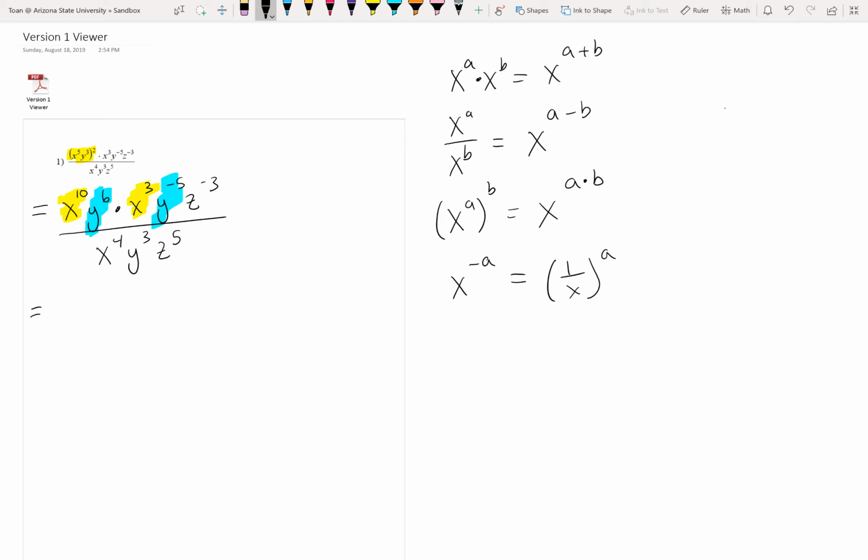So the product property states when I multiply, I'm going to add the exponents. So for the x's, that's x to the 10 plus 3, which is 13, and y to the 6 plus negative 5, which just is 1. And then I'm going to copy down the rest of the problem.